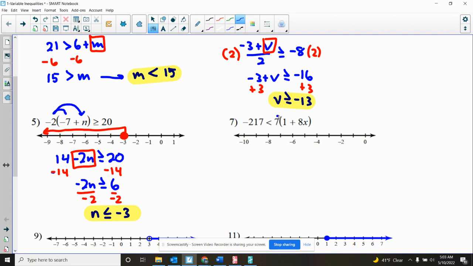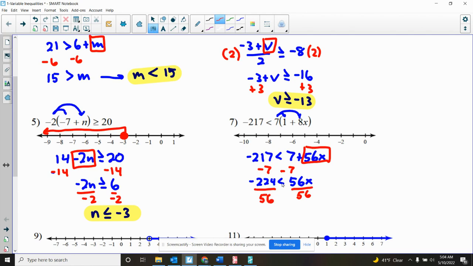Next up, let's do the same thing. Distribute first. So I'll have negative 217 is less than 7 plus 56x. I want to get the x's by themselves. So the 7 needs to go. We're then left with, so what would this be? Negative 224 is less than 56x. Divide by the 56.